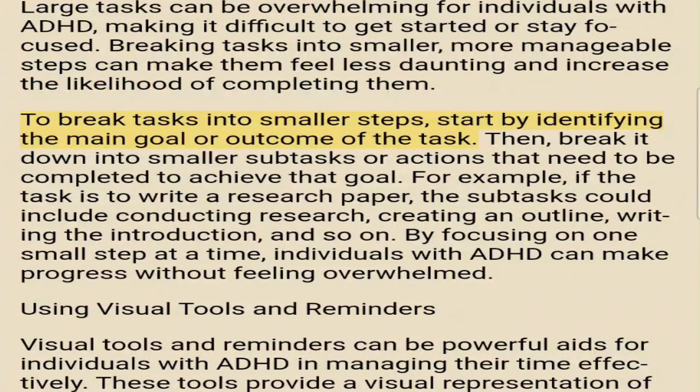To break tasks into smaller steps, start by identifying the main goal or outcome of the task. Then, break it down into smaller subtasks or actions that need to be completed to achieve that goal. For example, if the task is to write a research paper, the subtasks could include conducting research, creating an outline, writing the introduction, and so on. By focusing on one small step at a time, individuals with ADHD can make progress without feeling overwhelmed.